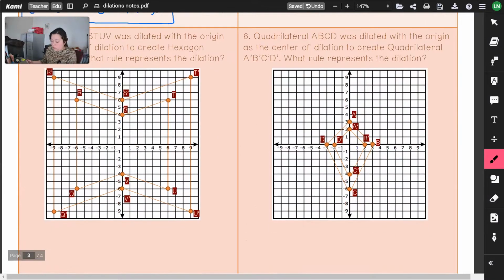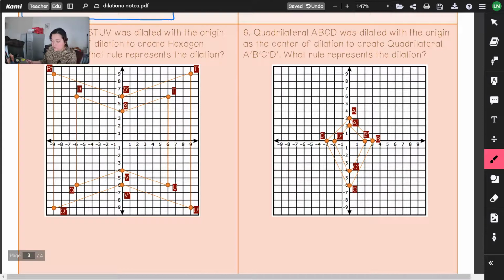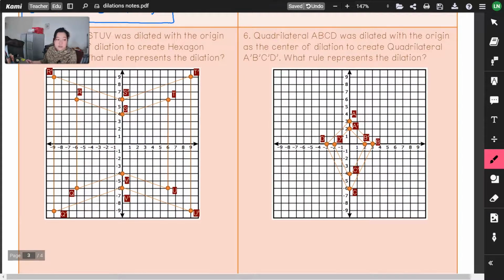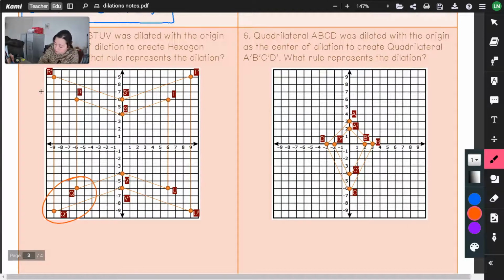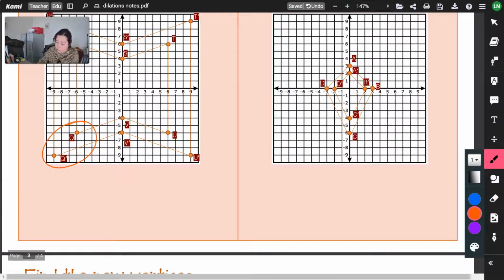Okay, so let's try number 5 now. Same thing. Yeah, it looks really scary. It's a hexagon, tons of points. Guess what? We don't need to use all of them. Let's do Q and Q prime down here. Q prime is negative 9, negative 1. Q is negative 6, negative 6.